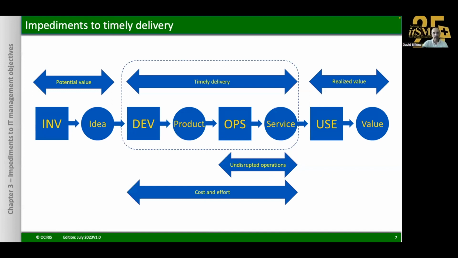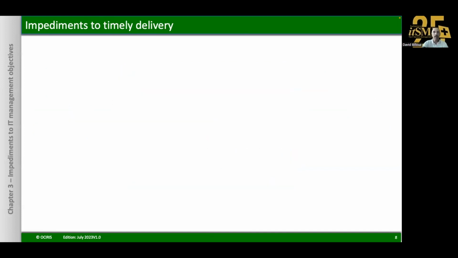Another objective is timely delivery of the service. For that, we also have some impediments. One is inadequate risk management. What it means is that, in fact, when we want to deliver the services quickly, we have a tendency to accept a lot of risks. So that means the risk appetite becomes very high, sorry. So this brings more risk for the service and its operations.